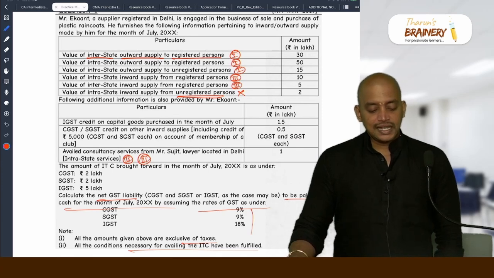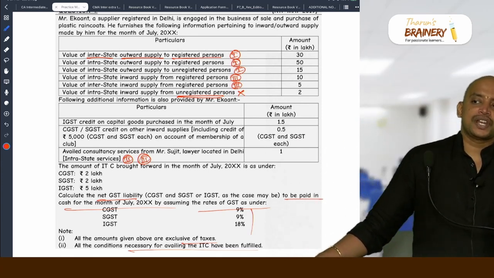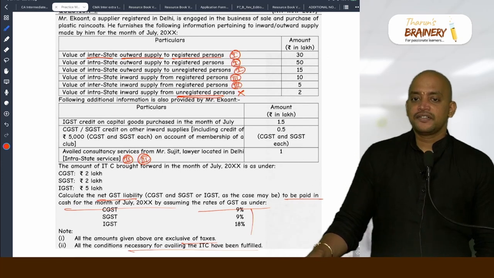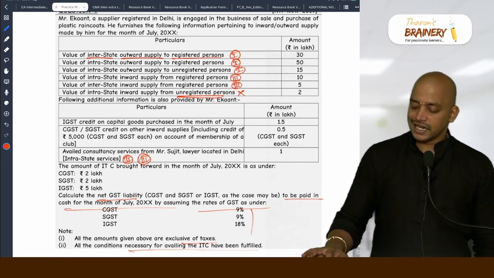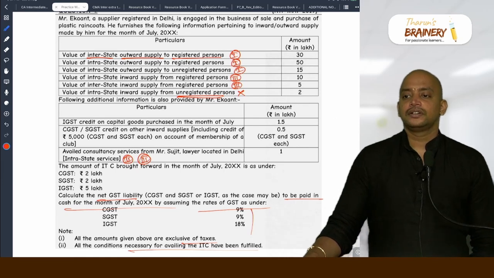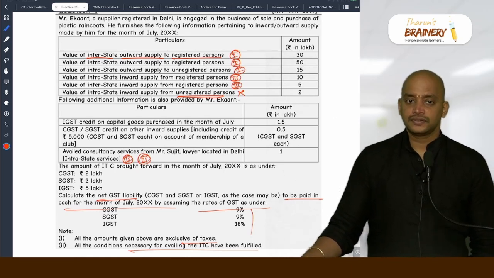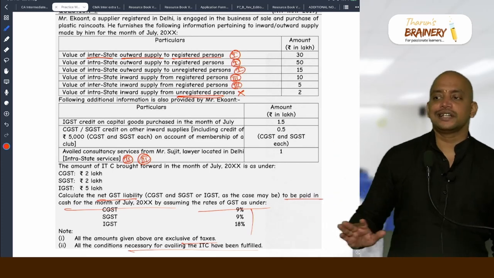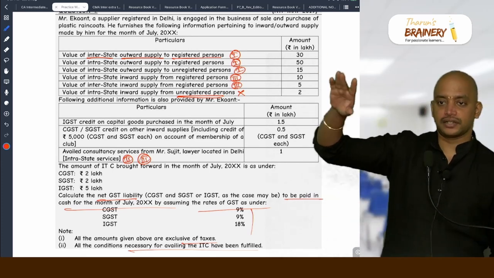Then next one also same, inward supply from registered person 5 lakhs. 5 lakhs into 18%. What is 5 lakhs into 18%? 90,000. You understood? Next, unregistered you will not take ITC, but we will write a note for that.